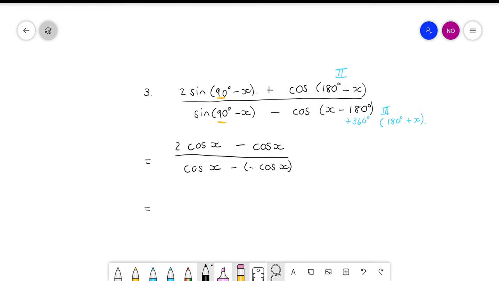So basically, here we have 2 cos x minus cos x, which leaves me with just 1 cos x. And at the bottom, I have cos x, minus minus becomes plus, so cos x plus cos x becomes 2 cos x. Those two can cancel out, and I'm left with just 1 over 2. Because the cos x and the cos x cancel, only a 1 on top and a 2 at the bottom remain.